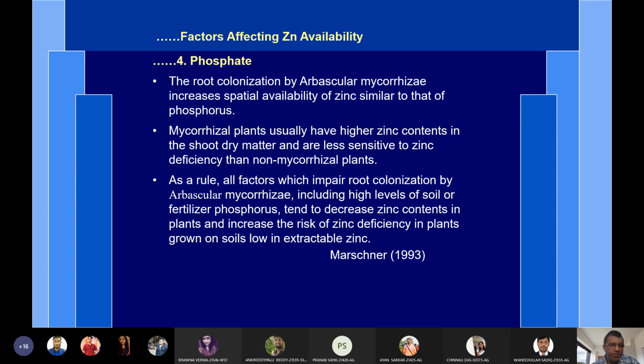but zinc also. As a rule, all factors which impair root colonization by arbuscular mycorrhiza, including high levels of soil fertilizer phosphorus, tend to decrease zinc contents in plants and increase the risk of zinc deficiency in plants grown on soils low in extractable zinc.